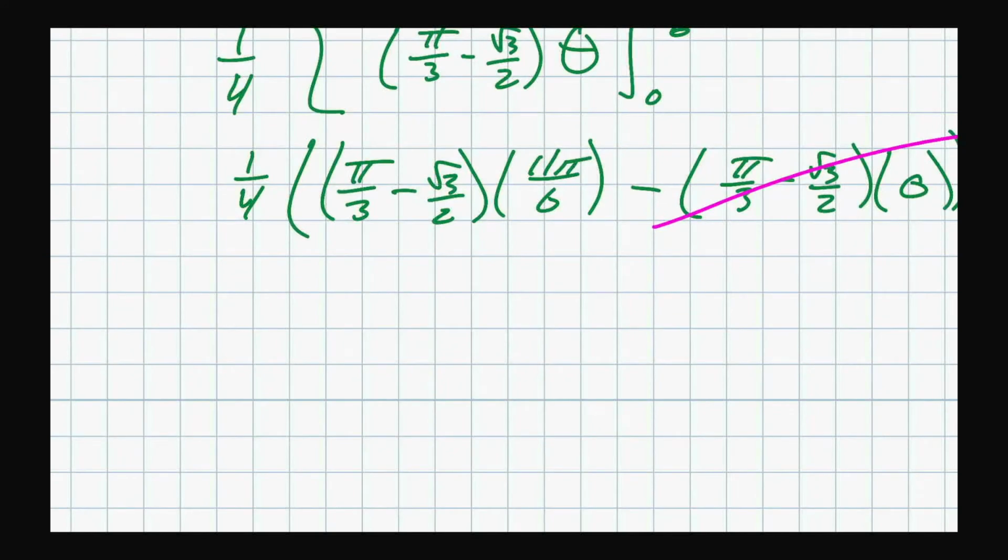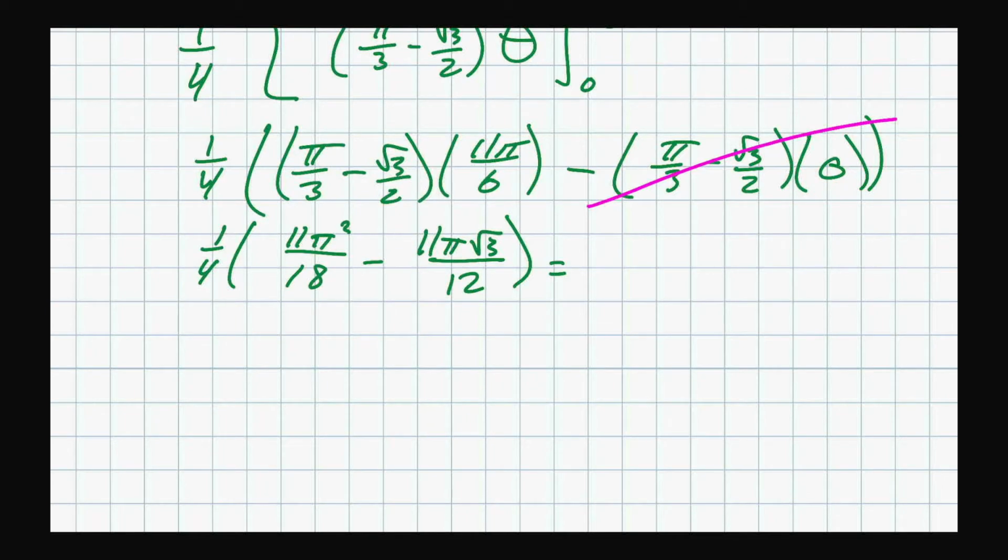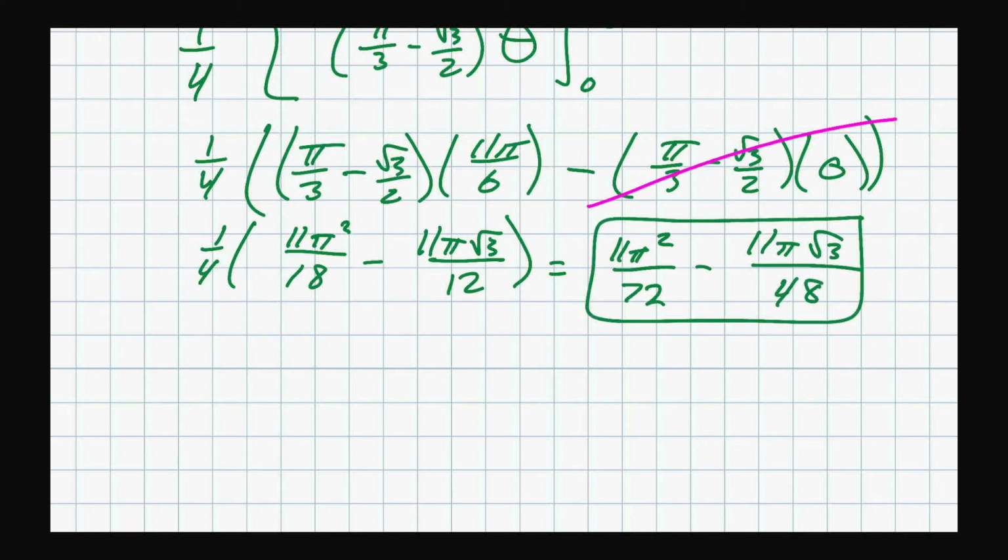Guess we can simplify this out a little bit. What would we get here? I'm going to leave that 1/4 on the outside for the moment. If you multiply this by this, you would get 11 pi squared over 18, minus 11 pi root 3 over 12. Then you'd have to multiply that 1/4 in. So that would be 11 pi squared over 18 times 4. 18 times 4 is 72. Minus 11 pi root 3 over 48.